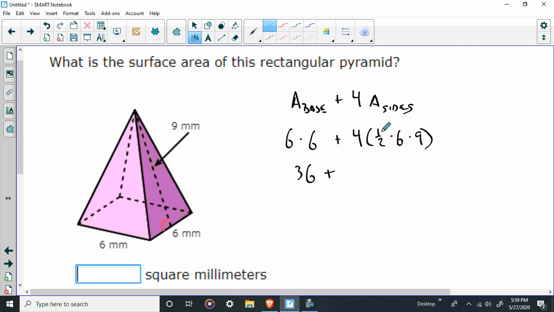If you want, you could do this. 1/2 times 6 is 3. 3 times 9 is 27. So your call there, whatever this is. So this is 27 inside here, and 27 times 4 is 108. Okay, and in the last step, let's just add those two things together. So that's going to be 144. Again, units, millimeters squared. Again, remember that we're taking surface area, so that's not a volume.